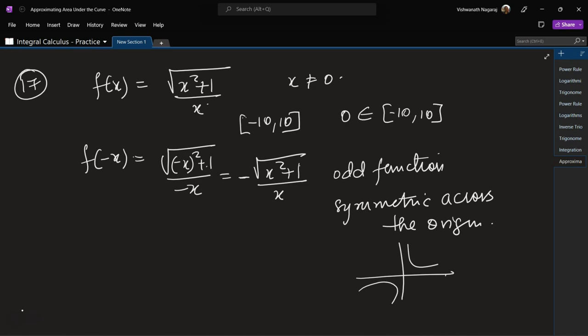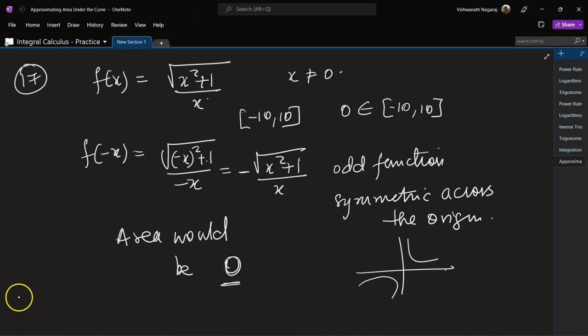Okay. So here, mathematically speaking, area would be 0. Area is 0 only if, here we have given minus 10 to 10, both these points are equidistant from the origin. Then only we can say the area is 0. If they are not equidistant, then we can't say it is 0 and we can't evaluate it.